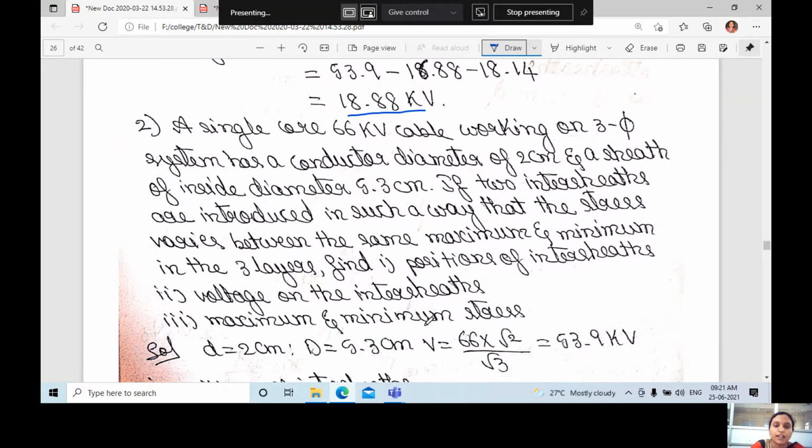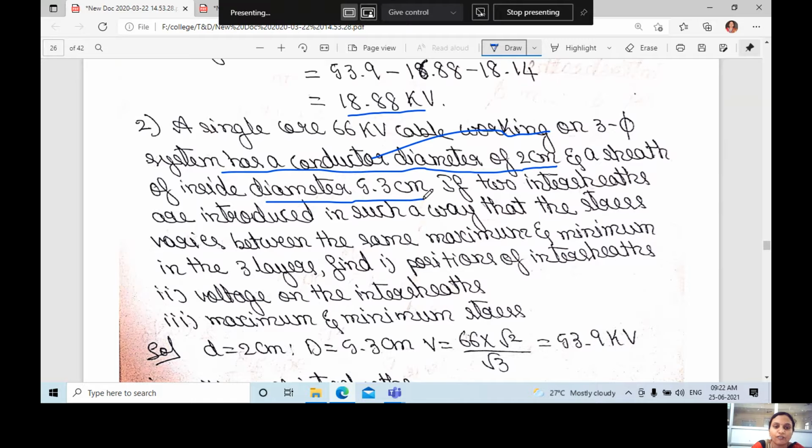Next, second problem. A single core 66 kV cable working on a three-phase system has a conductor diameter of 2 centimeter. They have given the conductor diameter, that means small d, and the lead sheath inside diameter of 5.3 centimeter, capital D. If two intersheaths are introduced in such a way that the stress varies between the same maximum and minimum in the three layers, find the position of the intersheaths, the voltage on the intersheaths, and the maximum and minimum stress.